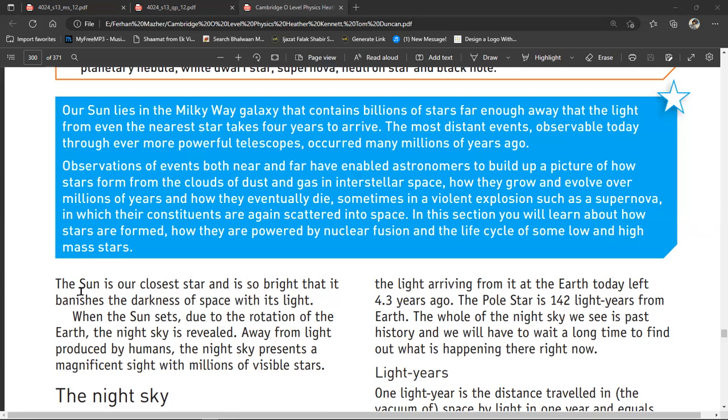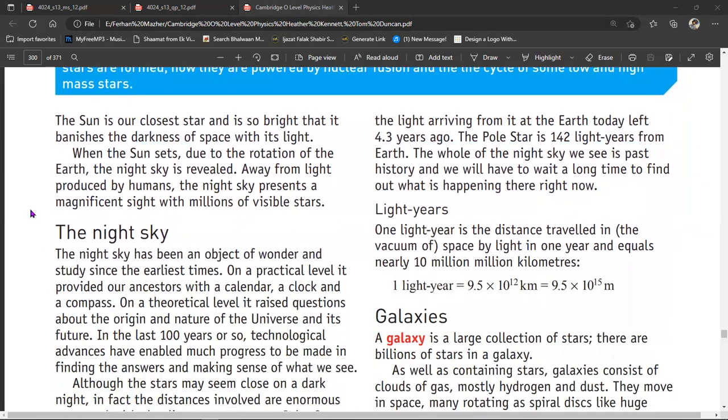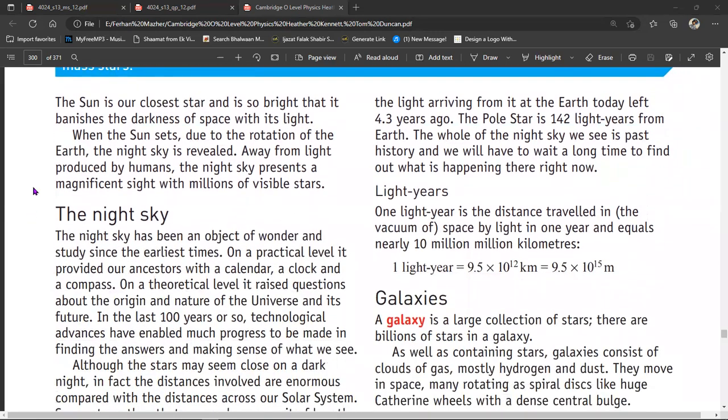The sun is our closest star and is so bright that it banishes the darkness of space with its light. When the sun sets due to the rotation of the earth, the night sky is revealed. Away from light produced by humans, the night sky presents a magnificent sight with millions of visible stars.